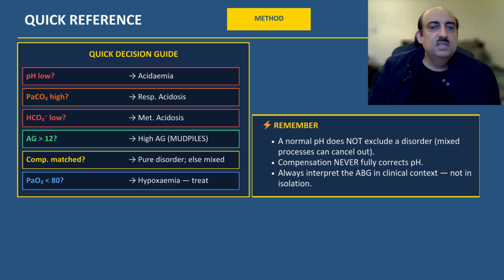First of all, if the pH is low, it's indicative of acidemia. If the carbon dioxide PaCO₂ is high, it indicates respiratory acidosis in case of a low pH. If the bicarbonate is low with a low pH, that indicates metabolic acidosis. If the anion gap is above 12, that is high anion gap metabolic acidosis, HAGMA, or the MUDPILES mnemonic that we discussed. If the compensation is matched, then it's a pure metabolic acidosis without a mixed picture. And if the PaO₂ is less than 80 millimeters of mercury, it is indicative of hypoxemia, which should be treated.